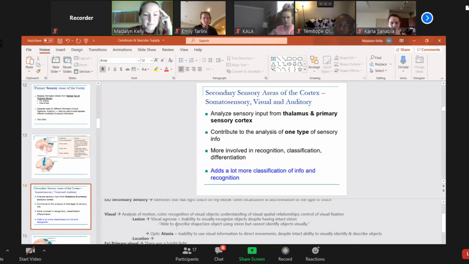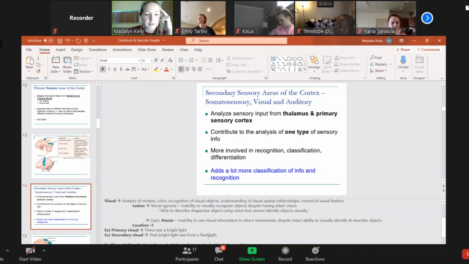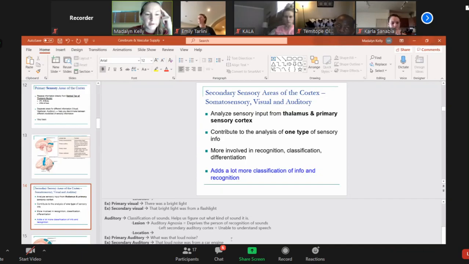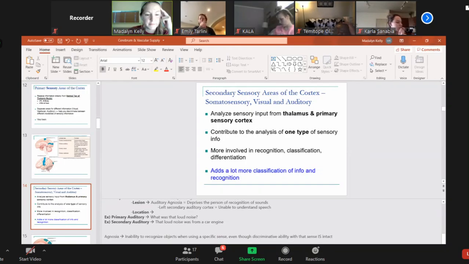Example of visual, primary and secondary. Primary, secondary, that bright light was from a flashlight. Auditory, classification of sounds. It helps us figure out what kind of sound it is. Auditory agnosia deprives the person of recognition of sounds. Primary auditory, what was that loud noise? Secondary, that loud noise was from a car engine.